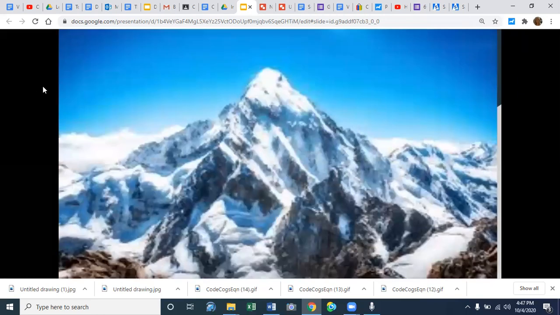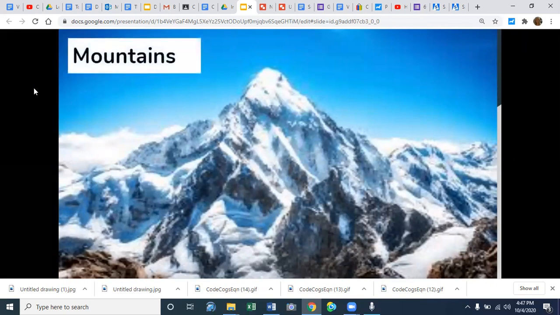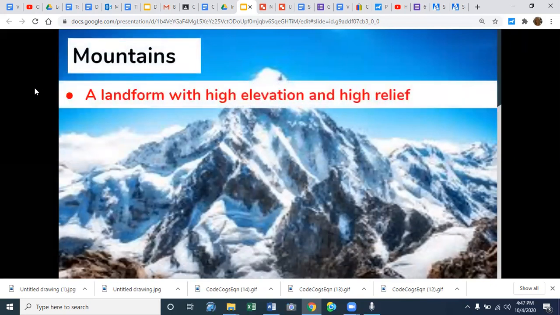Okay, let's start by one at a time talking about these landforms. This is a, did you say mountain? Then you are correct. This is a mountain. Mountains are a landform with high relief and high elevation. So they're high off the ground, and there's a very big amount of feet involved from the top of the point down to the bottom ground.